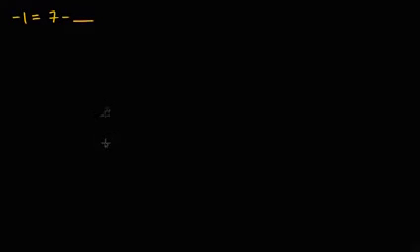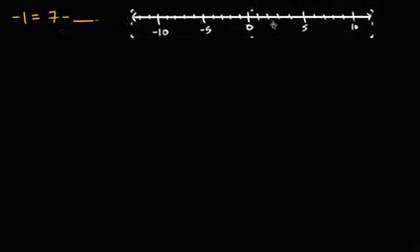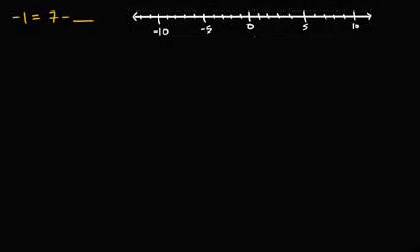So let's start. If I were to say that -1 is equal to 7 minus blank, what should be in that blank? What number, either positive or negative, I guess it could be 0, what would that number be? All right, let's work through it together. So let me put a number line right over here. And let's just think about what's going on.